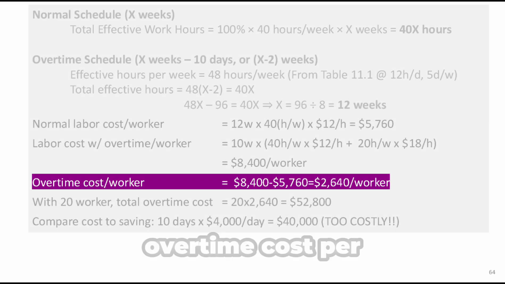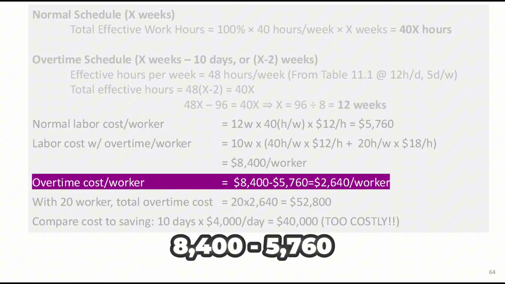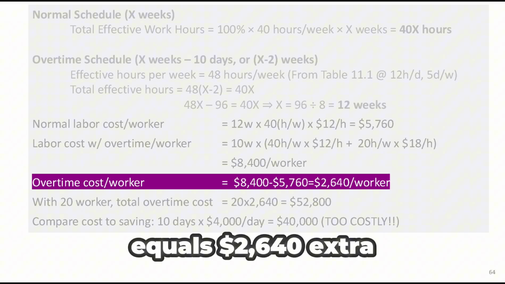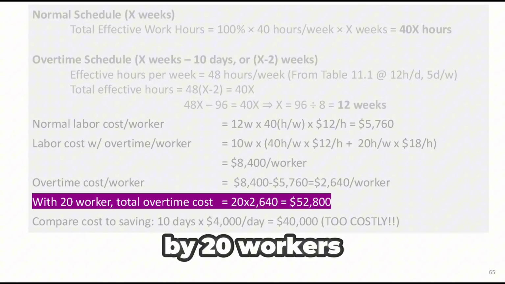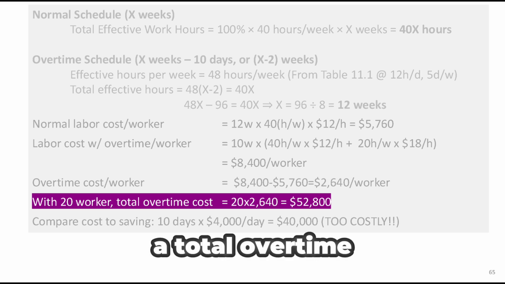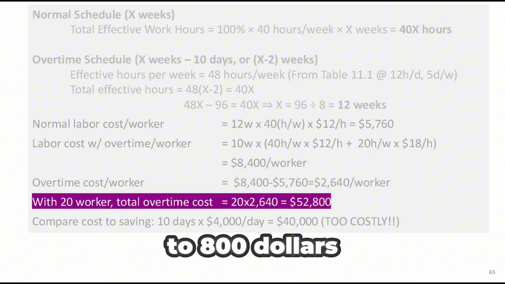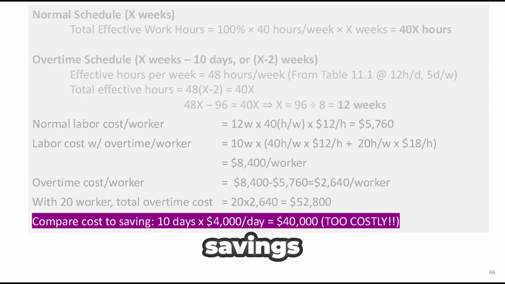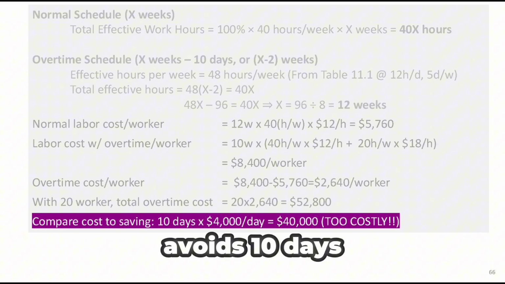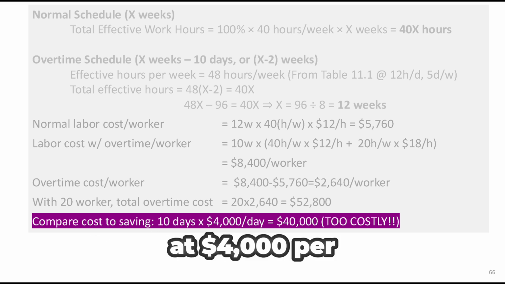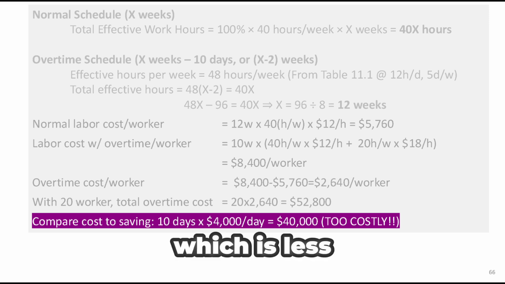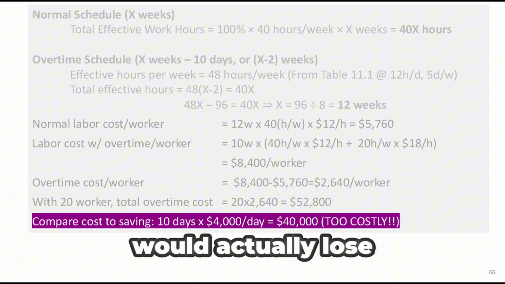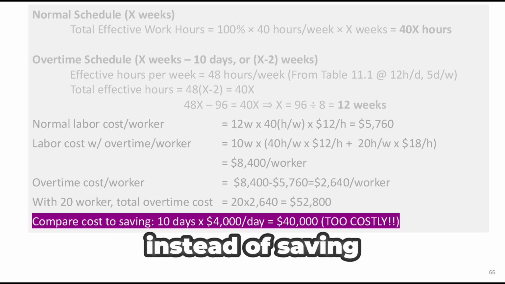So what's the overtime cost per worker? 8,400 minus 5,760 equals $2,640 extra per worker. Now multiply that by 20 workers. That gives us a total overtime cost of $52,800. Now compare that to the potential savings. If the contractor avoids 10 days of liquidated damages at $4,000 per day, that adds up to $40,000 in savings, which is less than the cost. The overtime plan would actually lose the contractor money instead of saving it.